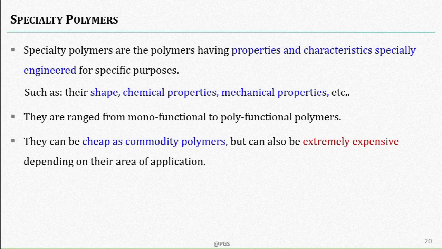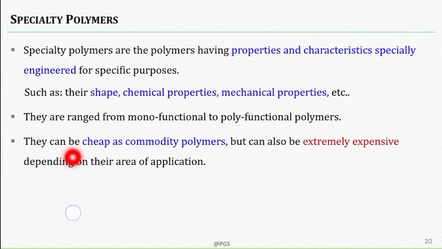The polymers which are designed for specific properties or characteristics are called specialty polymers. Like some polymers are designed for their particular shape, some are designed for chemical properties, some are designed for mechanical strengths or mechanical properties. So these are specialty polymers, and these range from monofunctional to polyfunctional polymers. Some polymers have a single use, or some polymers have multiple uses or multiple functions.